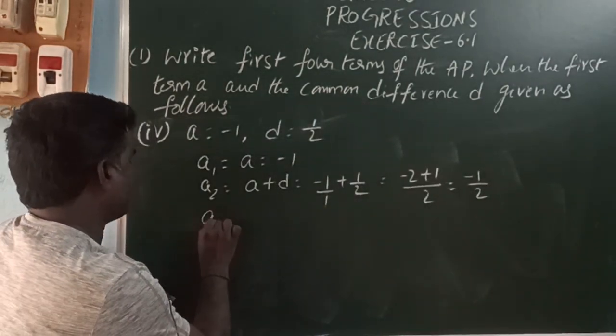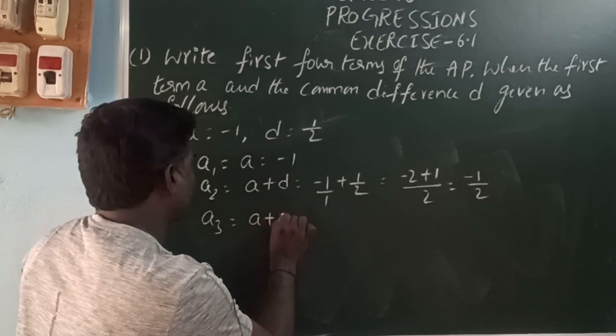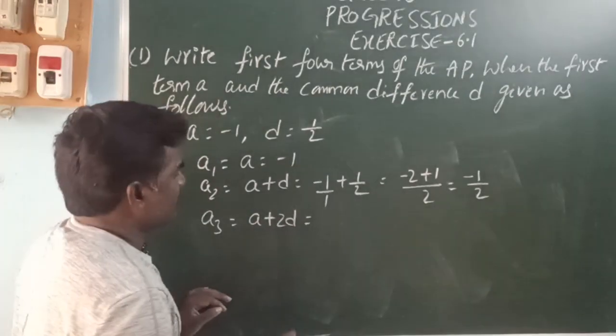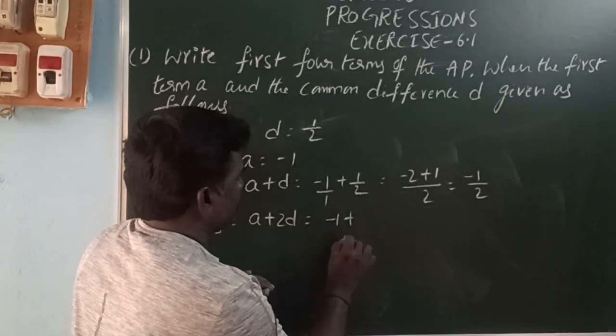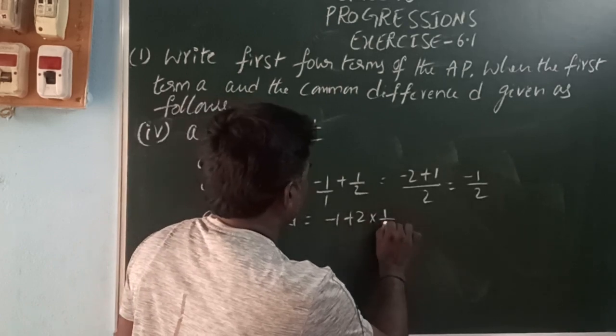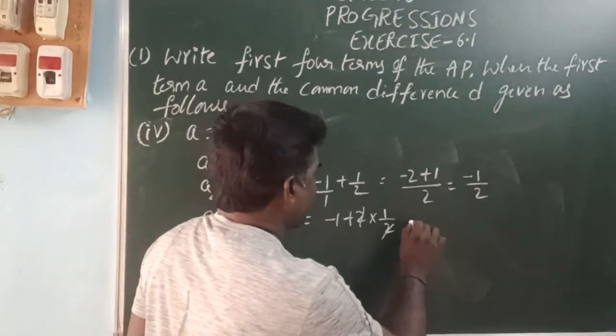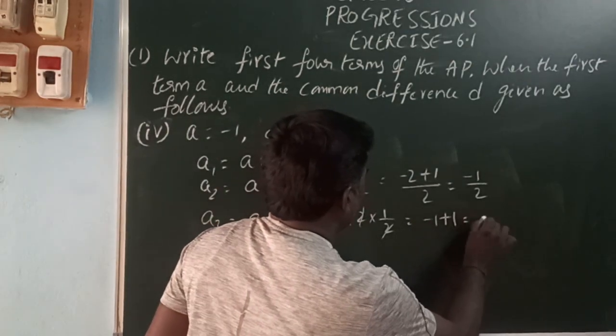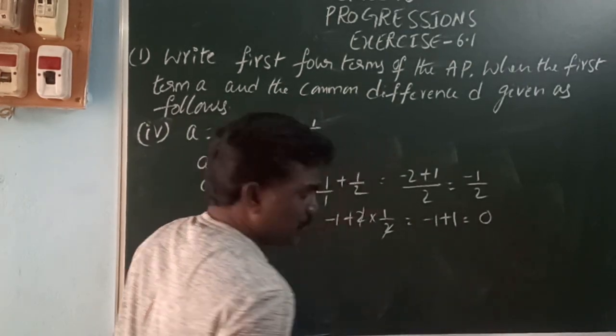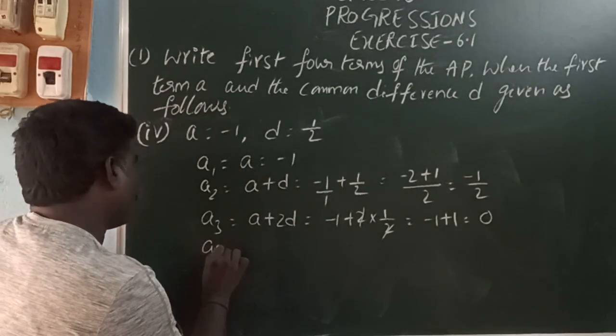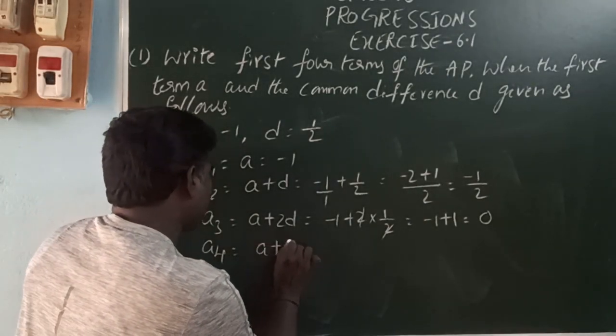Next a3 is equal to a plus 2d. So here a is how much? Minus 1 plus 2 into d, and d is how much? 1 by 2. Okay, that is here the 2s cancel. That is minus 1 plus 1. Minus 1 plus 1 is how much? 0.